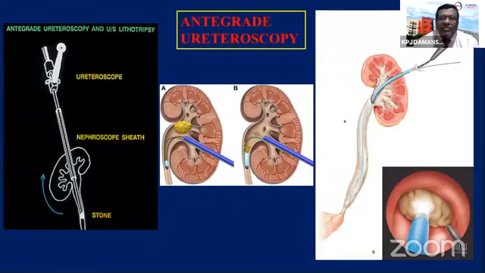Now there's another thing known as antegrade ureteroscopy. Sometimes the stone may be in the ureter, but going up is a bit too tight. So sometimes we go through the kidney itself, same as the PCNL approach earlier. And then we go through that, from above, go down, get the stone and remove the stone.